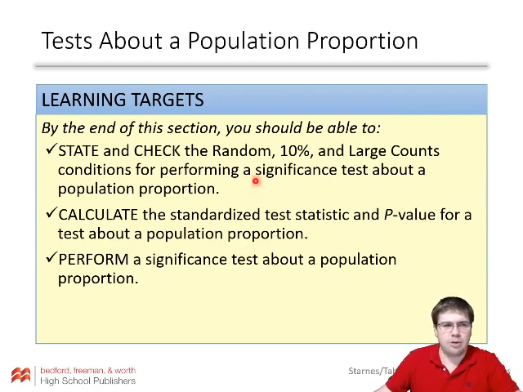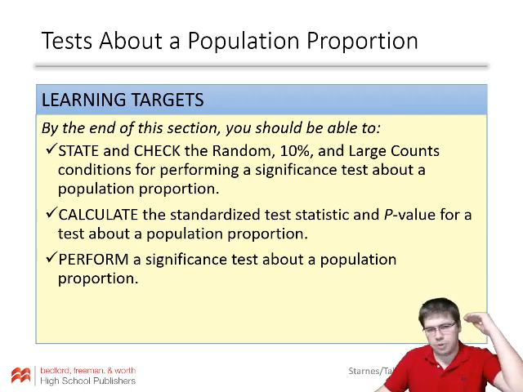We're going to actually get to where we can do that, and perform a significance test about a population proportion. By the end of this section, you should be able to do a full state, plan, do, conclude. We'll do that in the next video.